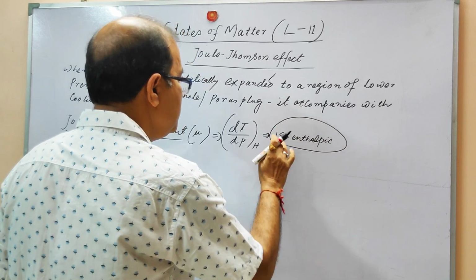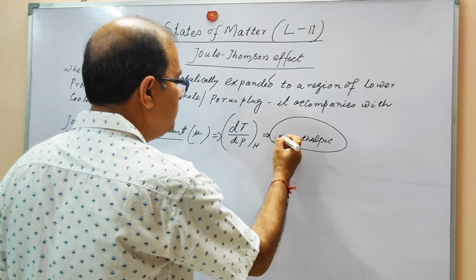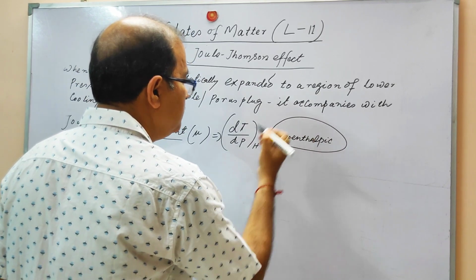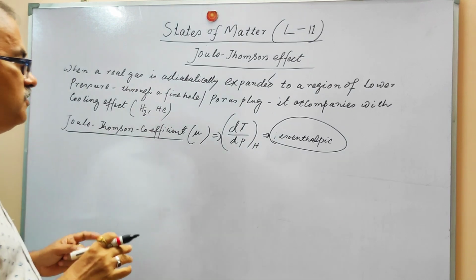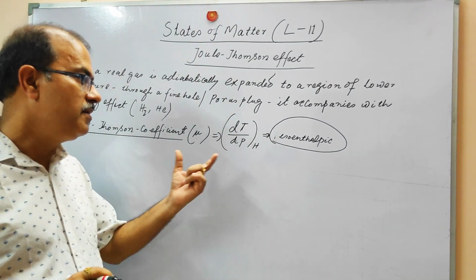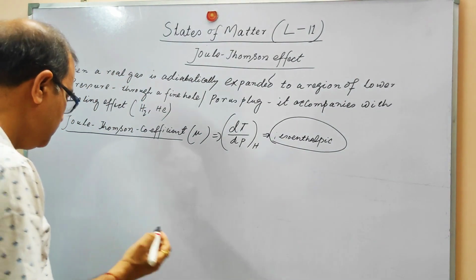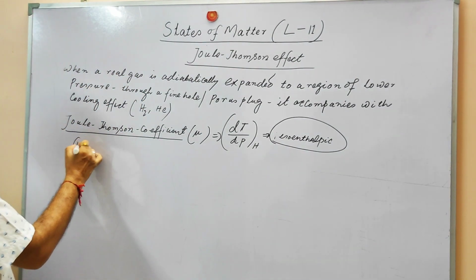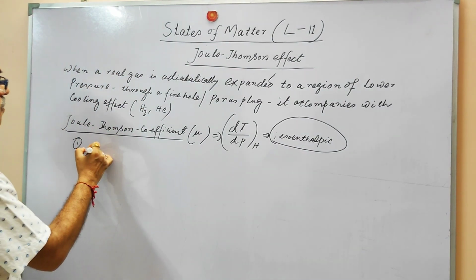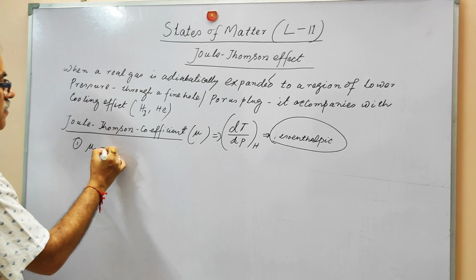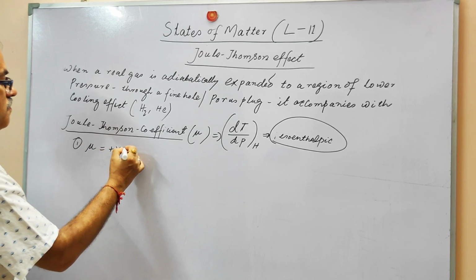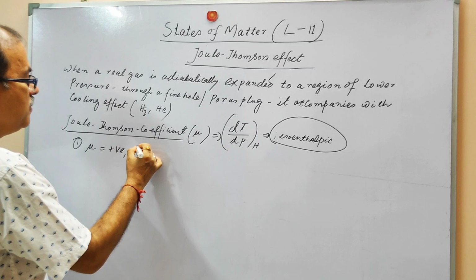This process is isenthalpic. There is no enthalpy change in this process. Enthalpy remains constant. There are three types of things you observe. When the Joule-Thomson coefficient mu is positive, at that time you will find the cooling effect.